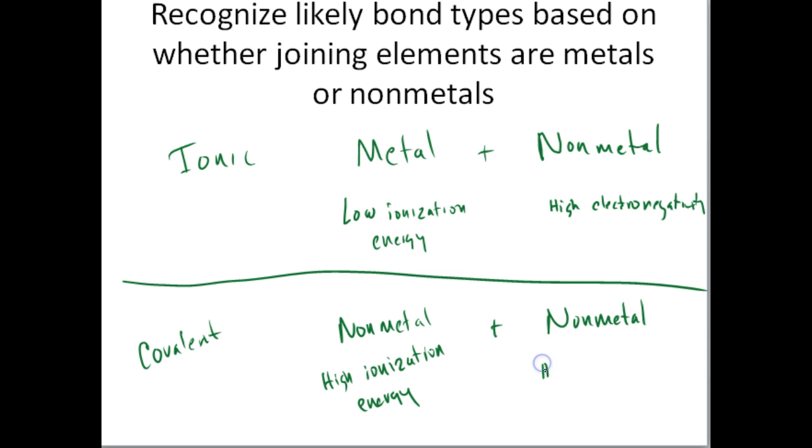So you still have the high electronegativity, so a big pull with the atom that it's bonding with, but if it's a nonmetal, it's not going to be able to pull it away. It's not going to be able to steal it. It's not going to donate the electron.